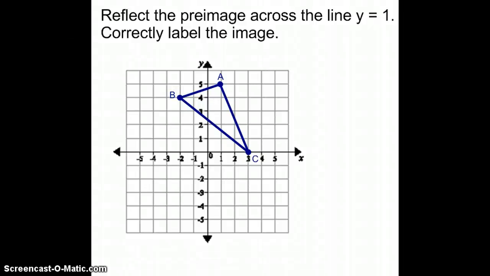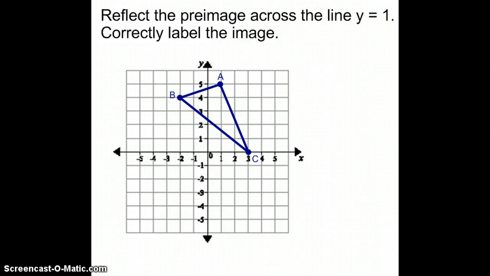Today we're going to look at reflecting pre-images in the coordinate plane, and we're going to look at three scenarios. First, over horizontal lines, second, over a vertical line, and third, over a diagonal line. Our first situation says to reflect the pre-image across the line y equals 1.